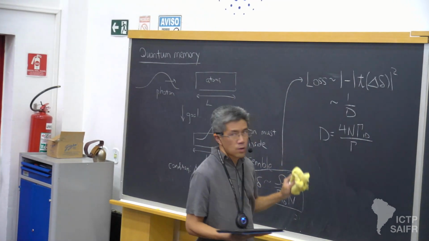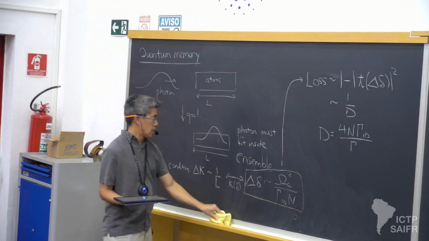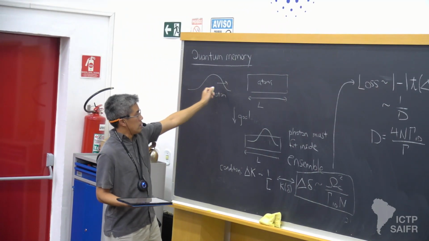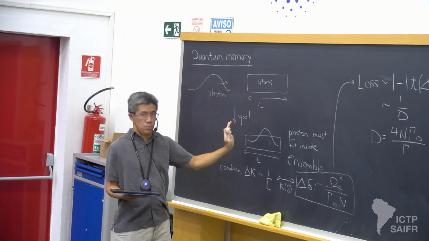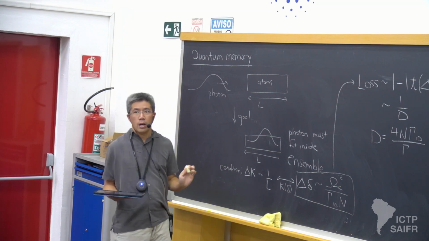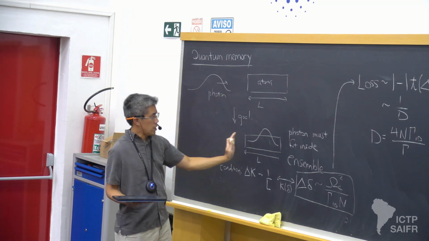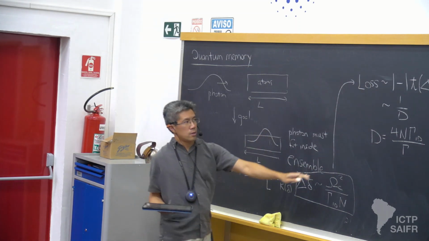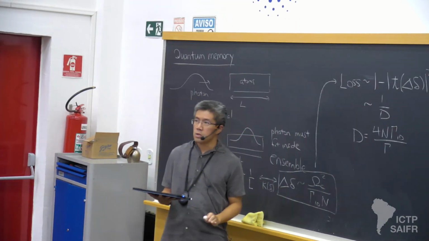So it's still not a quantum memory yet, because what I've kind of convinced you of so far is that you come in with a photon, it enters this atomic medium, it starts to propagate very slowly. And if I want to take that photon and make sure that it fits completely inside the medium, then this is the error at which I can do that.